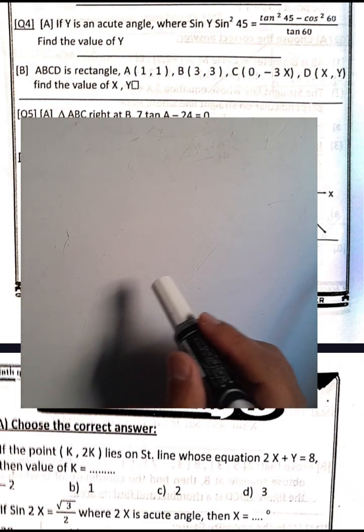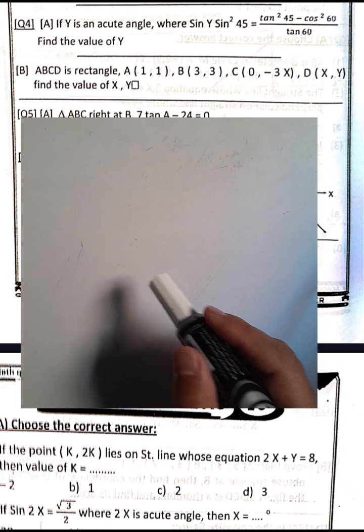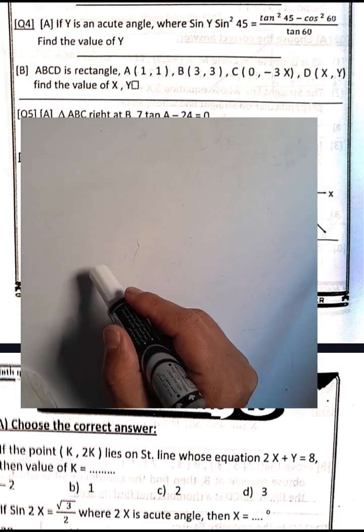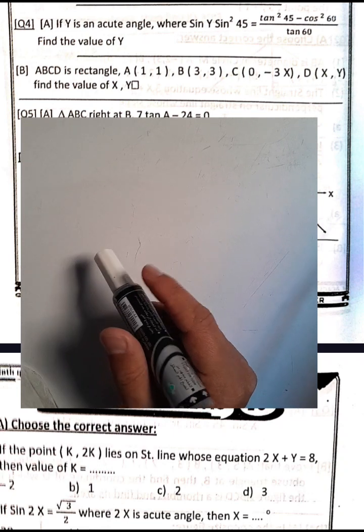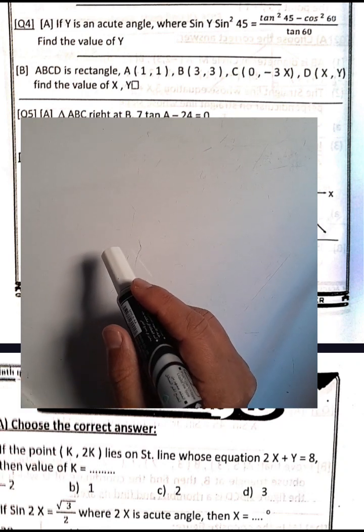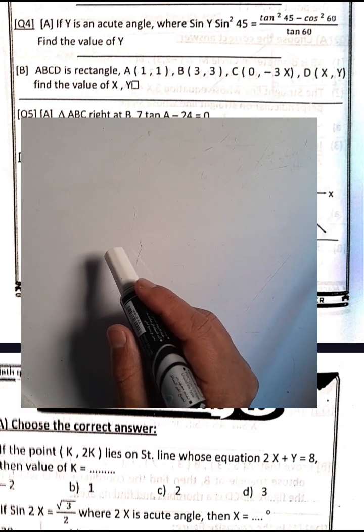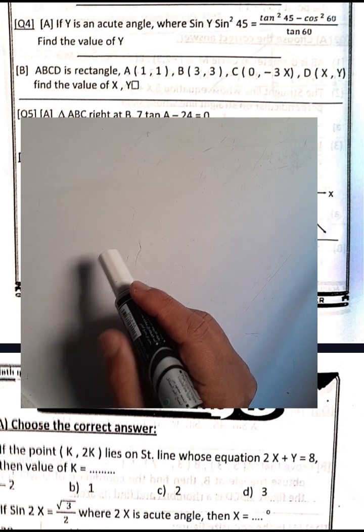Next question. ABCD is a rectangle. We have ABCD. Find the value of x and y. Okay, we know the properties of any rectangle. Each opposite side is equal in length, each opposite angle is equal in measure, and the measure of each angle is equal to 90 degrees, and the two diagonals are not perpendicular but equal in length.